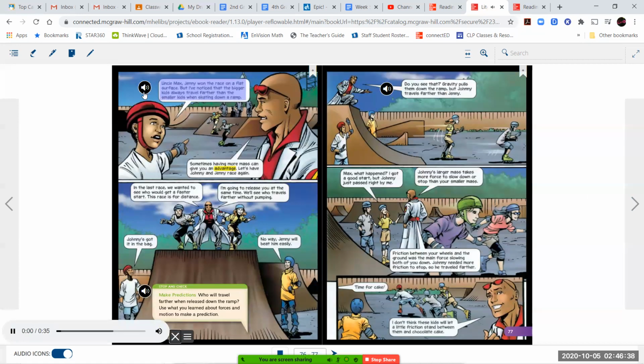Uncle Max, Jenny won the race on a flat surface, but I've noticed that the bigger kids always travel farther than the smaller kids when skating down a ramp. Sometimes having more mass can give you an advantage.